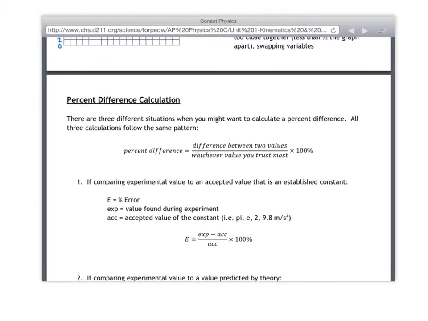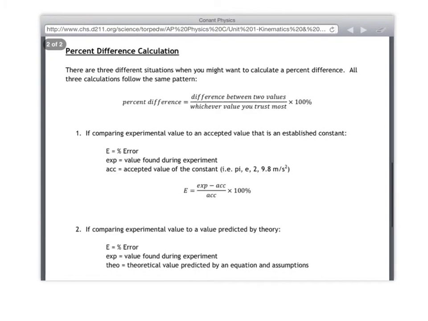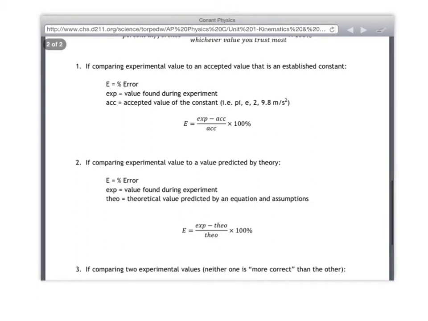Well, all right. So yeah, we are always comparing to what theory should be, right? So we do experimental minus theoretical divided by theoretical. Okay, last one, and this is my favorite one.